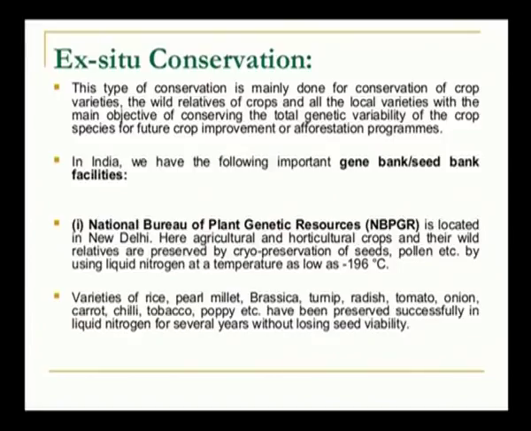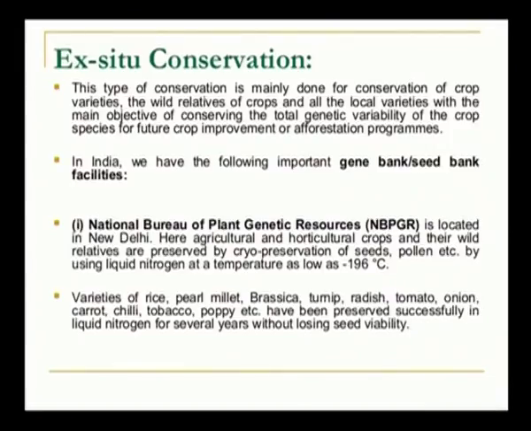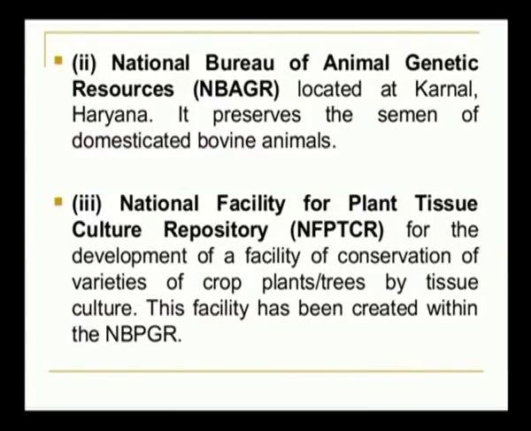Here, agricultural and horticultural crops and their wild relatives are preserved by cryopreservation of seeds, pollen, etc., using liquid nitrogen at a temperature as low as minus 196 degrees Celsius. Varieties of rice, pearl millet, brassica, turnip, radish, tomato, onion, and others have been preserved successfully in liquid nitrogen for several years without losing the viability of the seed.